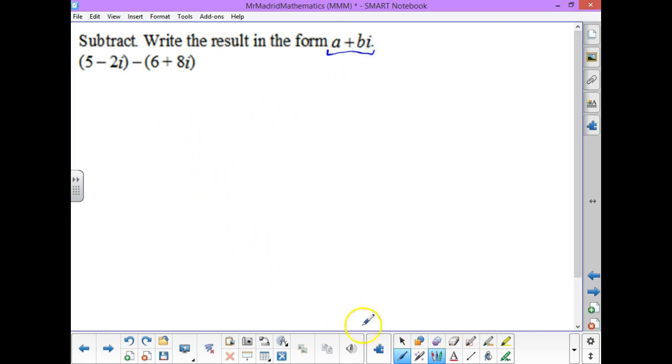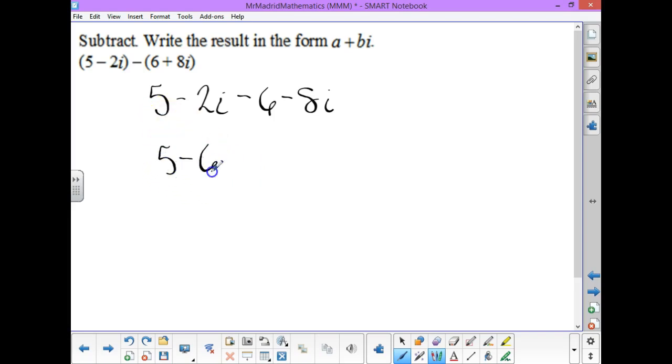Okay. So let's go and take care of the math portion. Alright, so once again, we're going to basically subtract these two complex numbers. We must end in this form. So here we go. We're going to have 5 minus 2i. Let's go and distribute this minus sign. Minus 6. Distribute that there. You get minus 8i. Okay, let's go ahead now and combine like terms.